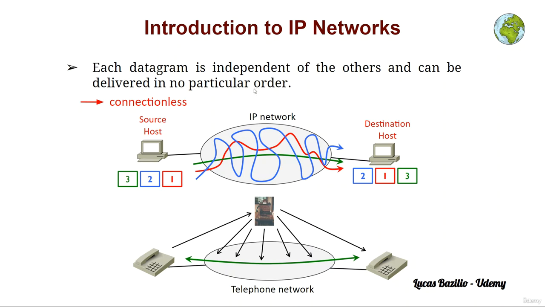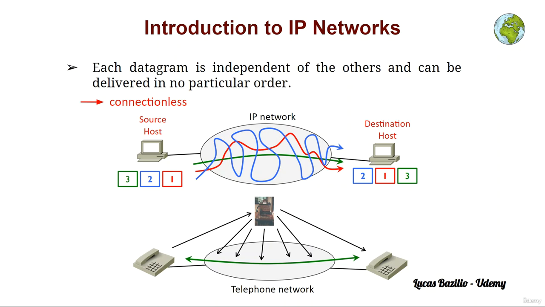So to visualize this connectionless property, that each datagram is independent of the others and can be delivered in no particular order, just consider this example. We have here an IP network, with the source host and the destination host. Here we send three datagrams. We first send the 1, then the 2, and then the 3. And as the destination host receives them, it receives first the 2, then the 1, then the 3. So it doesn't matter the order in which we send them, because they are independent of each other.